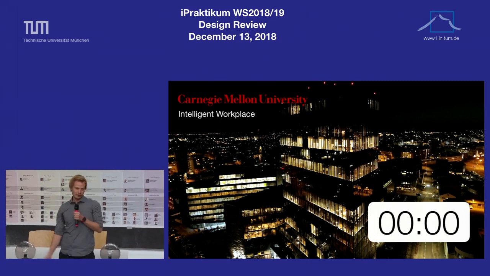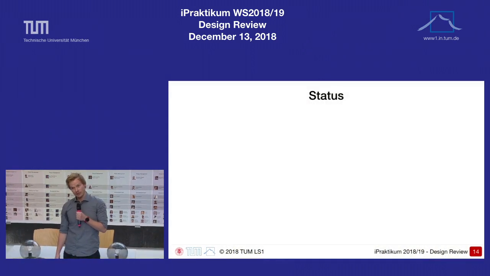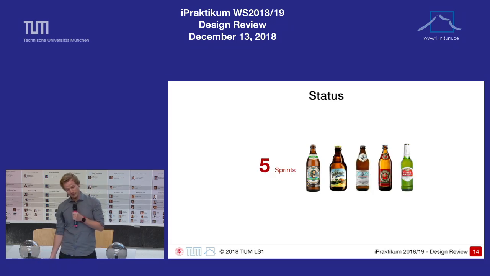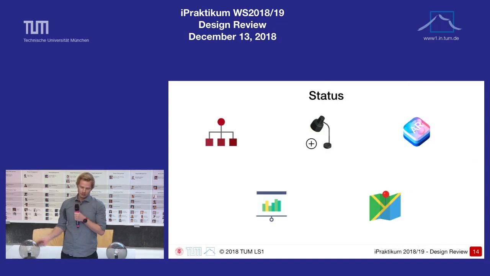Okay, after this great demonstration, the only question that remains is what technological milestones we have reached. So in the last weeks, we had 5 sprints, and they were creatively named after different kinds of beers, as you can see here. And you saw already in the requirements what we wanted to implement. And so far, we were able to set up the infrastructure using fog pattern.